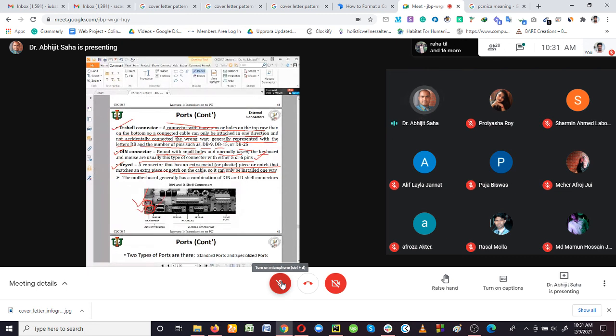So this is the fact we are seeing here, and we are finding the differences between the DIN and D shell connectors.